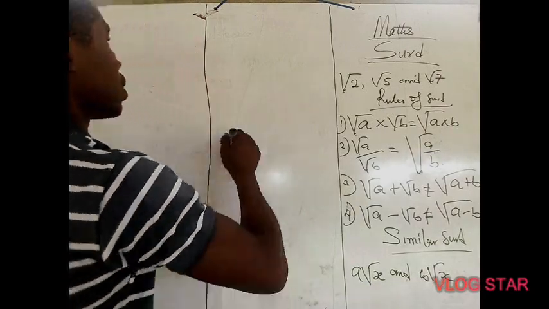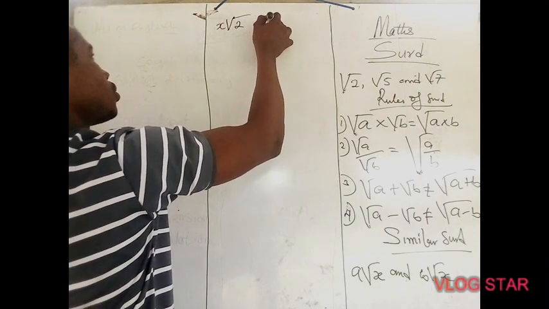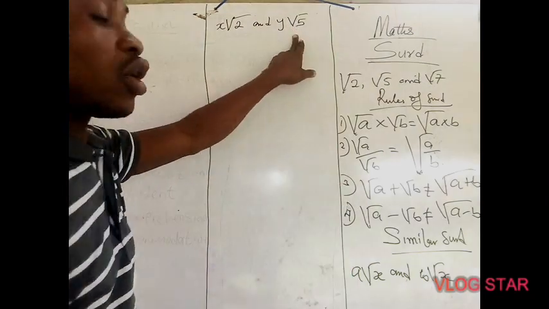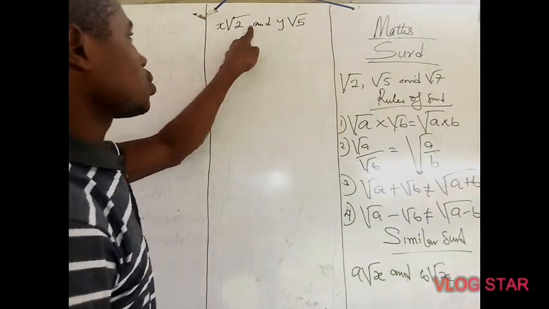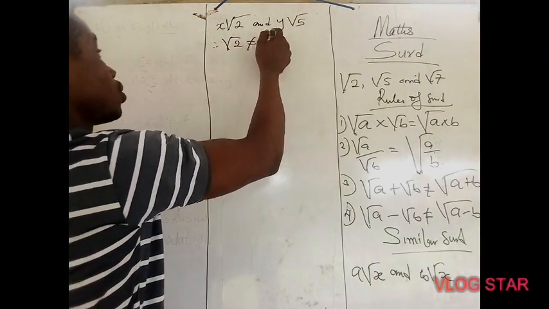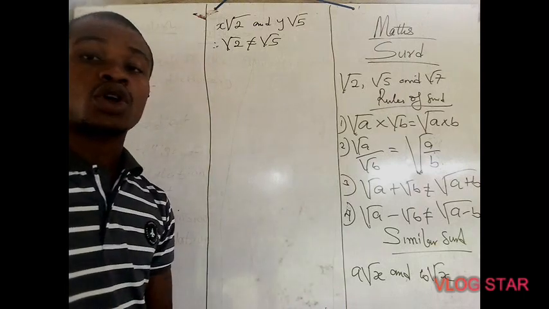Now, let's go down to another example. If I have x surd 2 and y surd 5, these two surds are not similar. The two surds, surd 2 and surd 5, are not similar. Therefore, here we say that root 2 is not equal to root 5, which means that the two surds are not similar surds. Now, this will lead us to what we call conjugate surds.